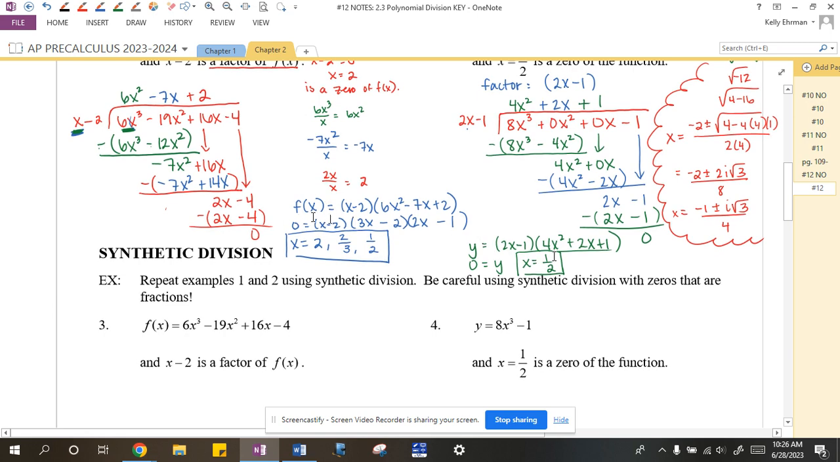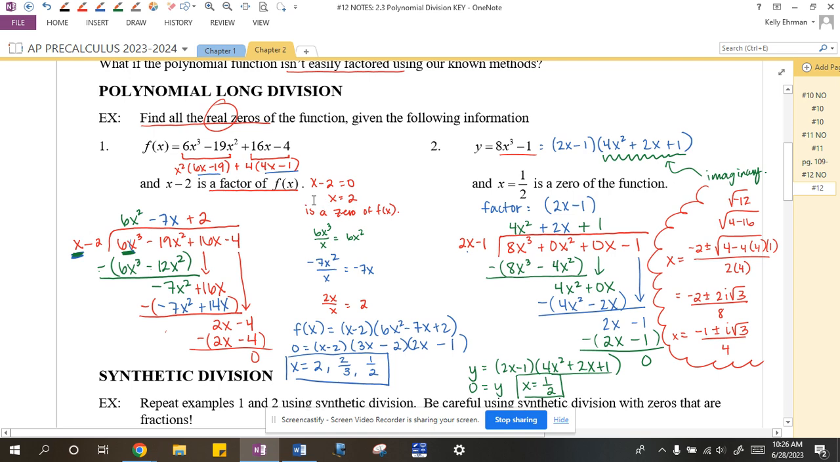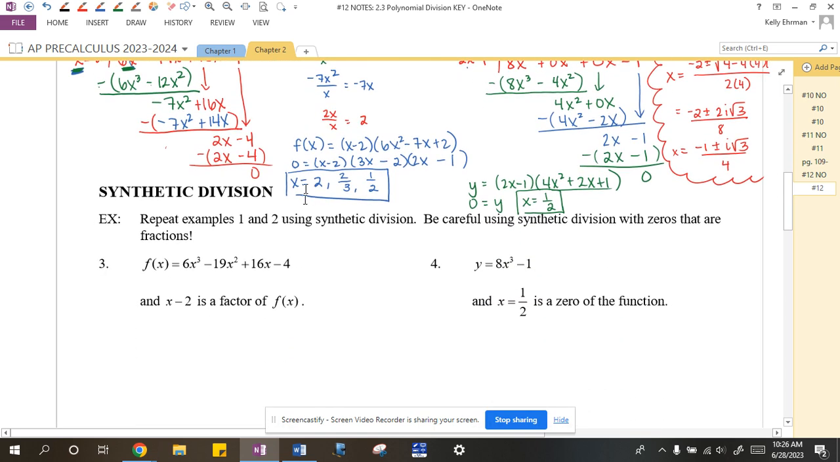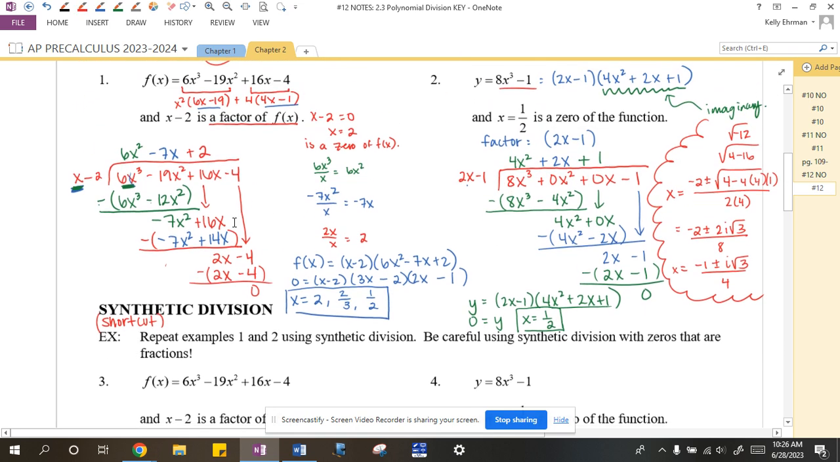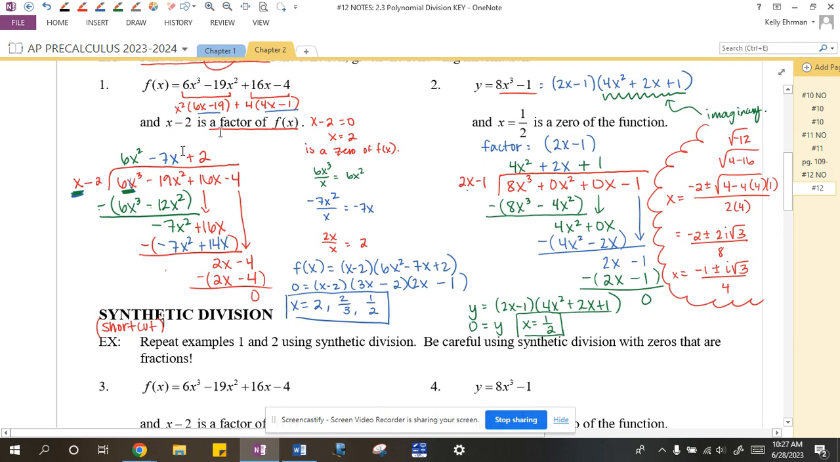Okay, and then you might have also learned, I know you learned long division last year in Algebra 2, you might have also learned synthetic division. Synthetic division is not required for our AP test, but you're allowed to use it. And it's a shortcut, but there is a rule here. We can only use synthetic division if we're dividing by a linear factor. So if this would have said x squared minus 2 is a factor, we can't use synthetic division. So this is a shortcut only for x minus k linear factors.